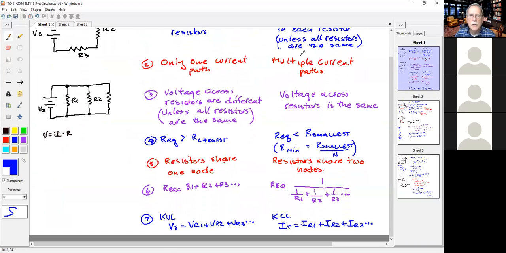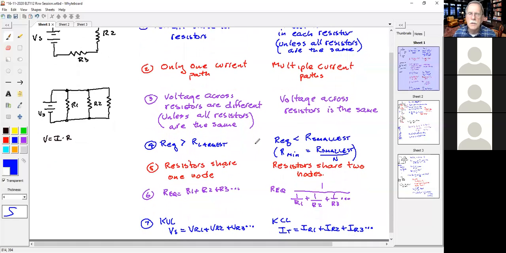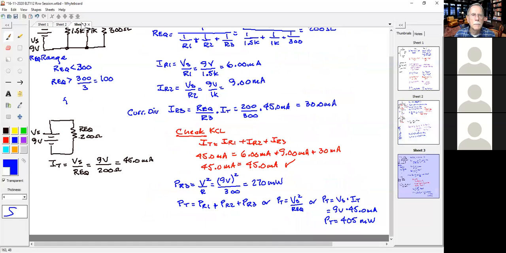There's no calculations in this stuff. You know that in a series circuit, the current's the same. In a parallel circuit, the voltage is the same. There's only one current path in series, and multiple current paths in parallel. That conceptual stuff is what I'd ask on multiple choice or fill in the blank.